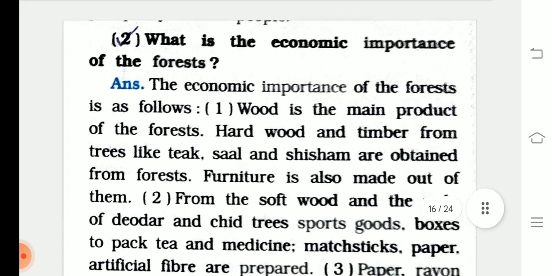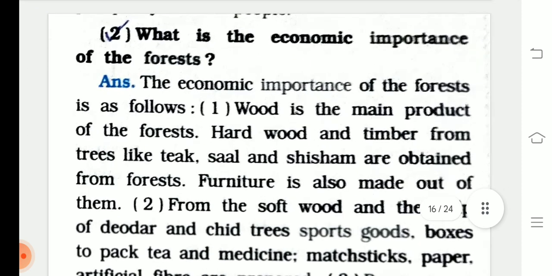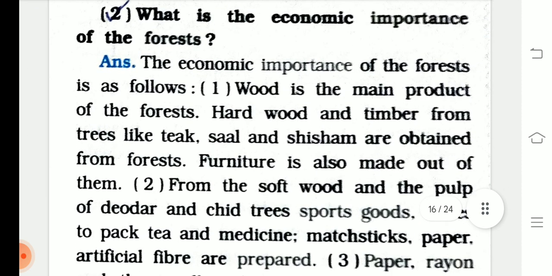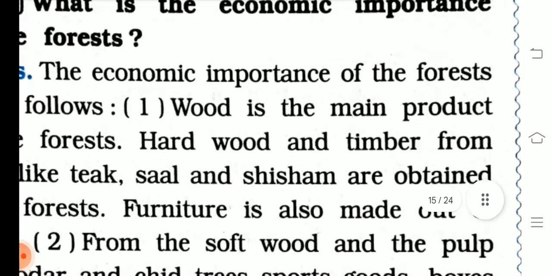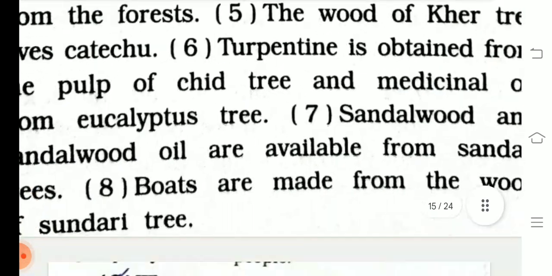Next question is what is the economic importance of the forest? The economic importance of the forest is as follows. The wood is the main product. Okay, here the same question is repeating.